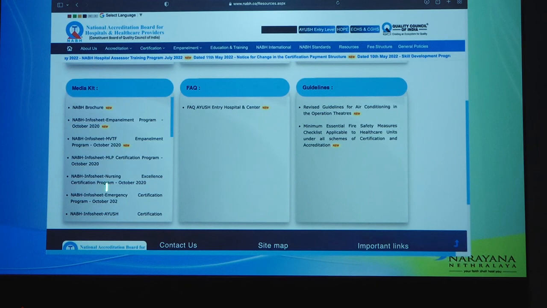Okay. Then these are all the NABH brochures, and here you will get all the training programs also. This site is informative. If you want to become an assessor, they have called for applications now for becoming an assessor till 11th of June. So that is a new announcement there.